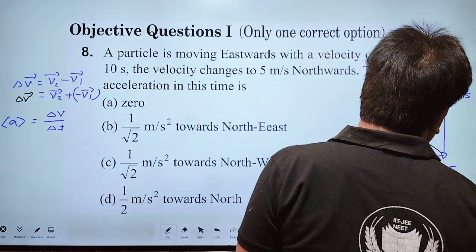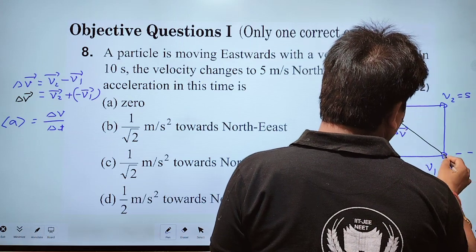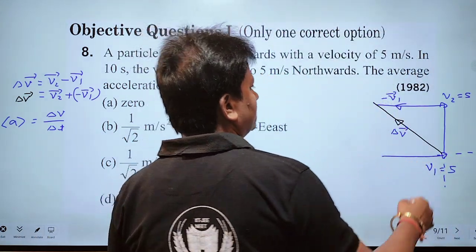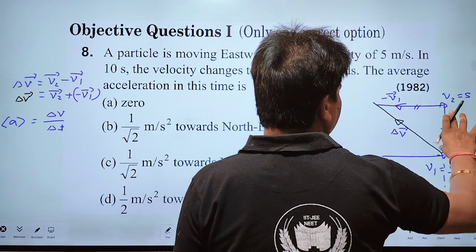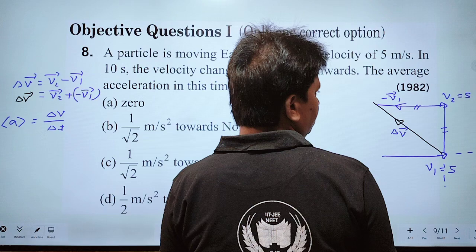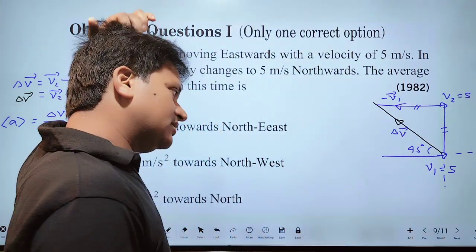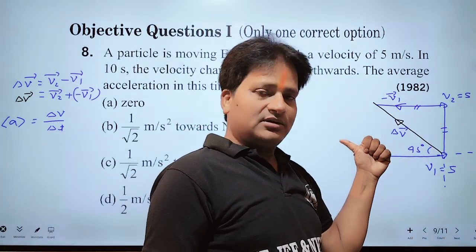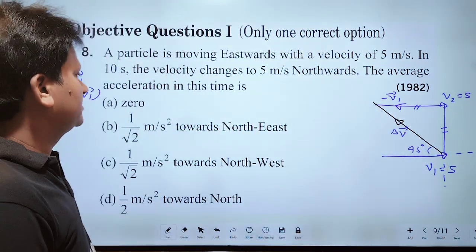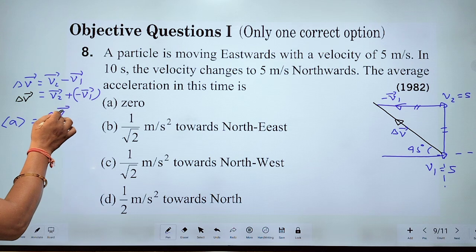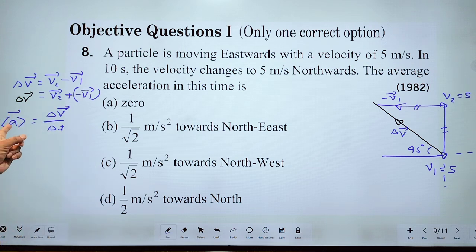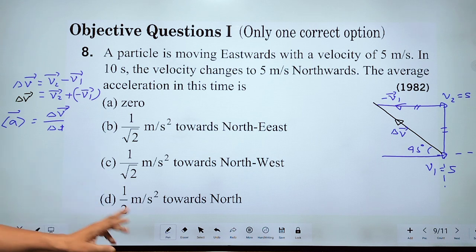This is east, north, this is south, this is west. This length will be equal to this length because magnitudes of velocities are same. Therefore, this angle will be 45 degree. This is north and this is west. Direction will be northwest. Direction of average acceleration will be along the direction of change in velocity. Therefore, direction will be northwest. This option and this option are rejected.